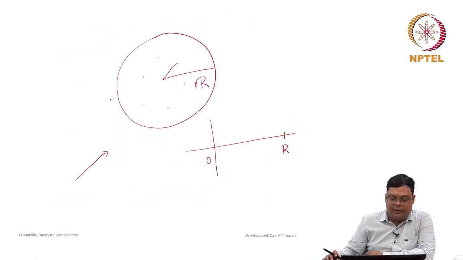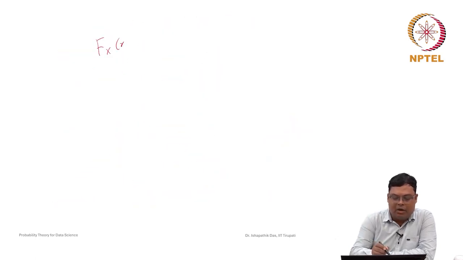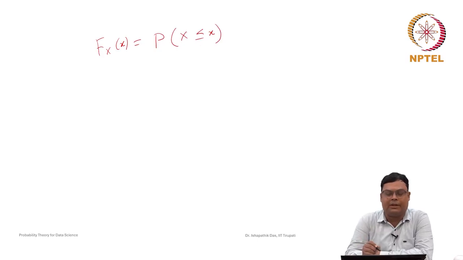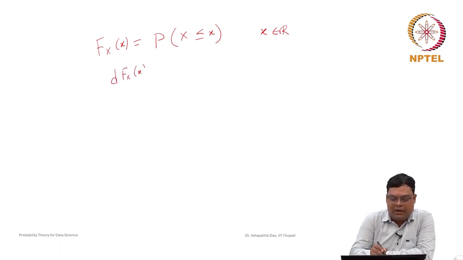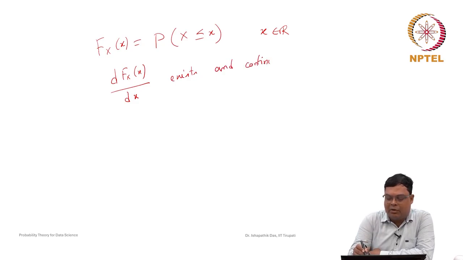So what it is saying is that this F_X(x), the cumulative distribution function defined for x belonging to the real numbers, is not only continuous, its derivative exists, and this derivative is also continuous except at a finite number of points. So we say that it is piecewise continuous.